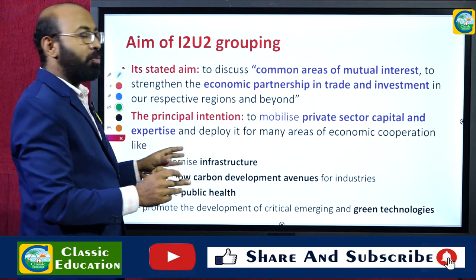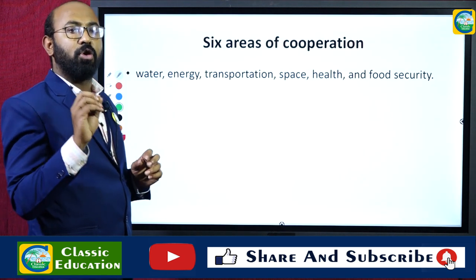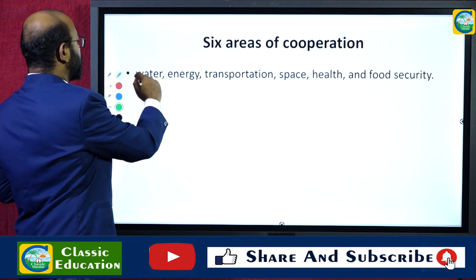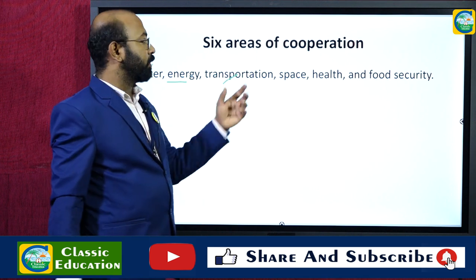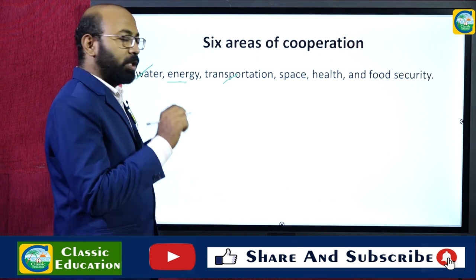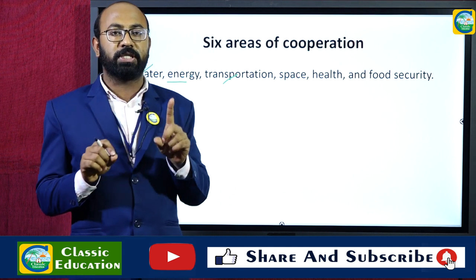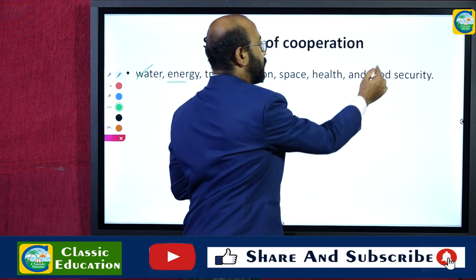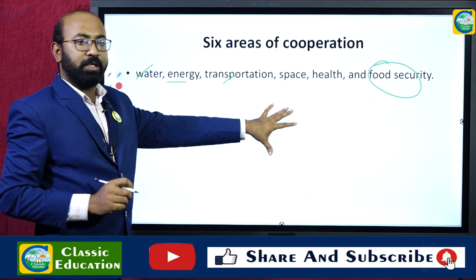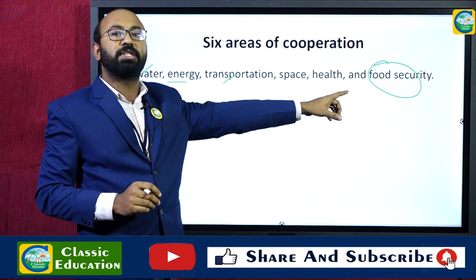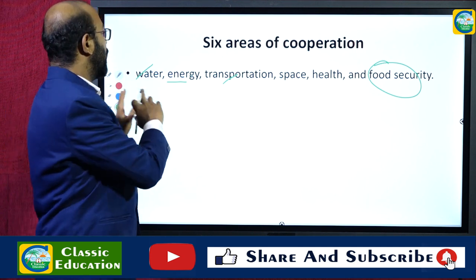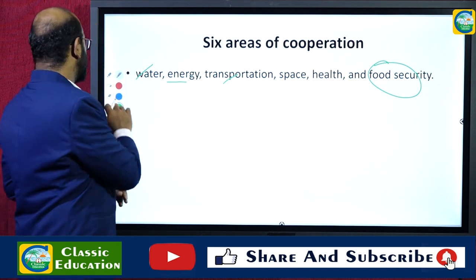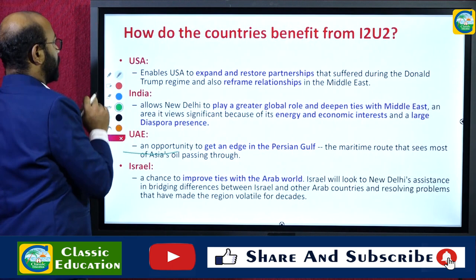Apart from this economic cooperation, there are six major areas of cooperation. Okay, these are six very specified areas in this grouping. One is water, energy, transportation, space, health, and food security. So this year's summit was the first summit. It was majorly related to food security. Okay, so this year the summit concentrated mainly on food security. This is one of the six areas of cooperation, and the rest of the five are water, energy, transportation, space, and health. Okay, so these are the major areas of cooperation.